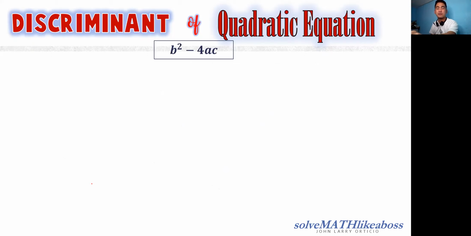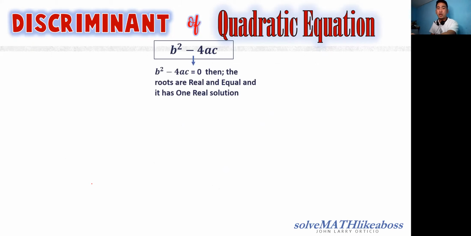Okay, so let's start. Now, if b squared minus 4ac is equal to 0, we can say that the roots are real and equal, and it has one real solution. So let's have an example. The given here is x squared plus 4x plus 4. Now, to solve for the discriminant, syempre, first, we need to get the values of a, b, and c. So, a, b, c muna. Yung a po, yun yung katabi ng x squared. So, that's 1. Automatic yon.